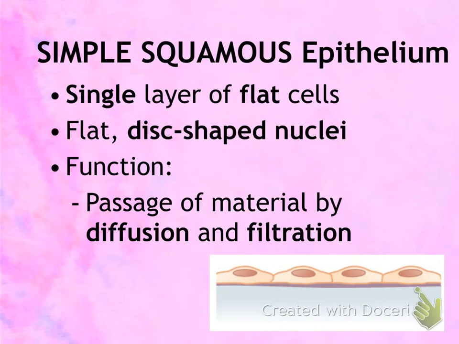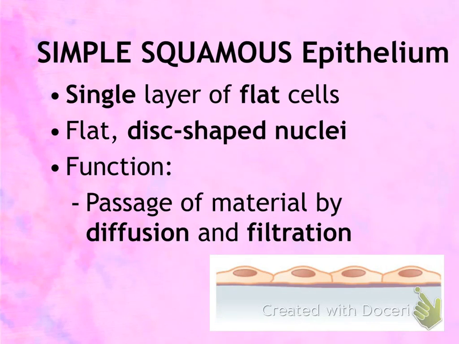Sometimes you might not be able to see the outline or the shape of the cell, but you will definitely see the shape of the nuclei. Nuclei is the plural form of the word nucleus, and here you can see the squamous tells you that the nuclei are disc-shaped or flat.